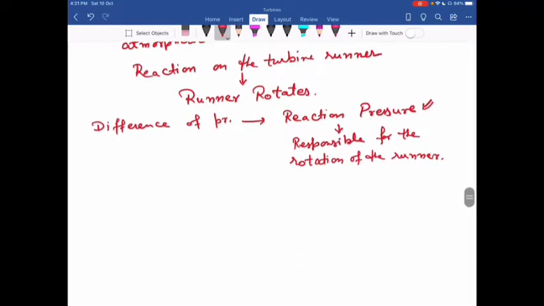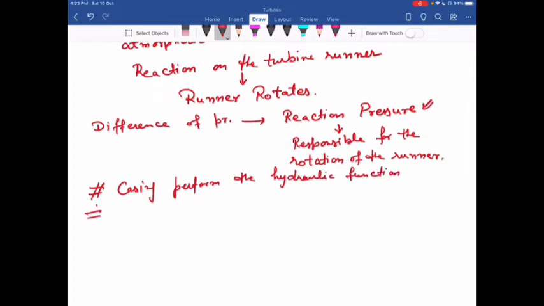So you can note down two more points: here the casing performs the hydraulic function. And second thing you can note here that the runner is always full with water.